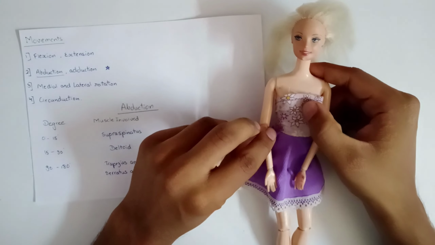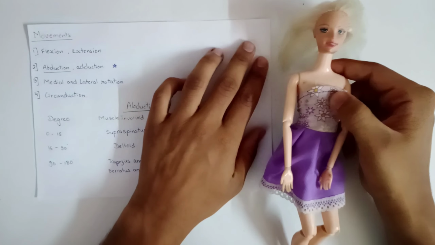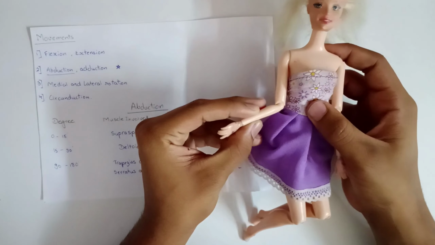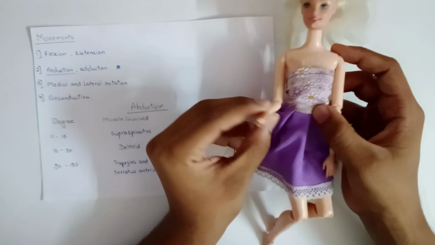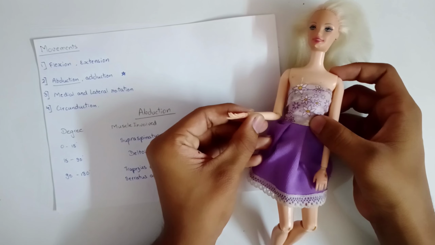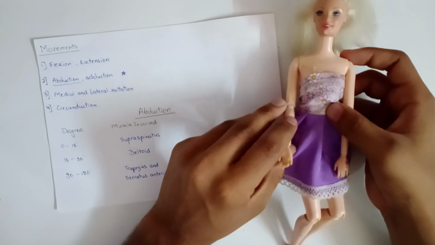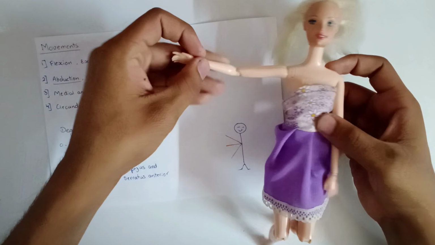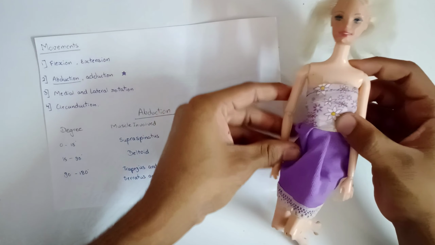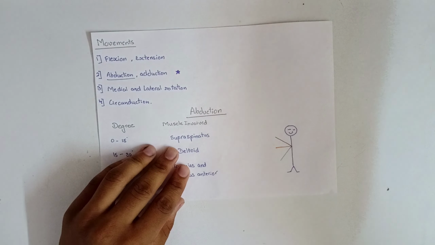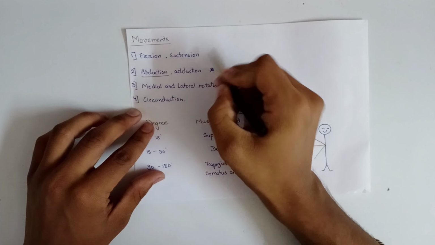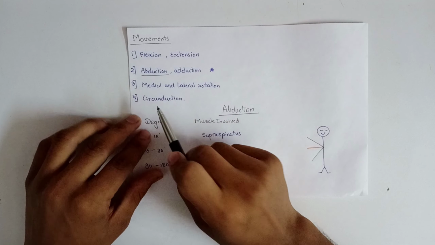Medial and lateral rotation is best shown by flexing the forearm and like this. This is the medial rotation towards the center line, and this is lateral rotation away from the center line. And lastly, the circumduction, the whole circular movement of shoulder joint corresponds to circumduction. Hope you might have understood. The movements of shoulder joint: flexion, extension, abduction, adduction, medial rotation, lateral rotation, and circumduction.